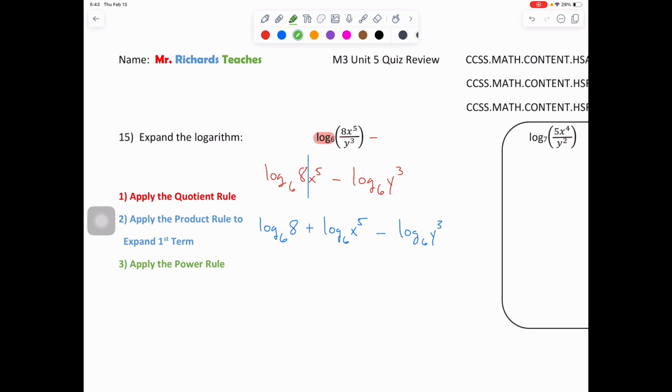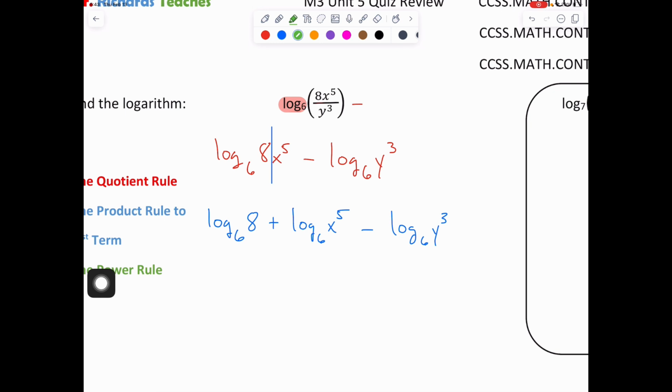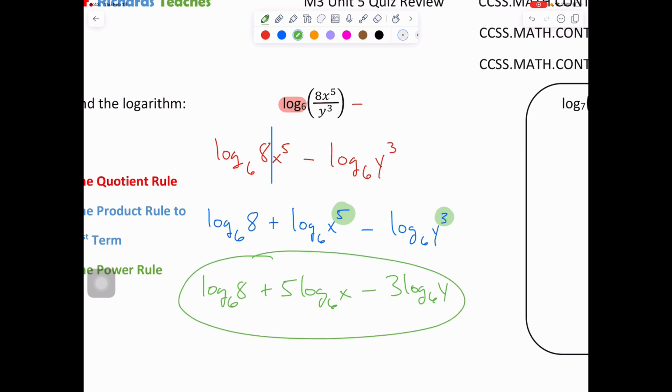And for step 3, we will apply the power rule. So anything here, x to the 5th power, y to the 3rd. All right, so let's go ahead and do that, please. We will just simply copy down our log base 6 of 8 plus, that 5 goes in front, log base 6 of x minus, that 3 again goes in front, log base 6 of y. Go ahead and circle your expanded logarithm.